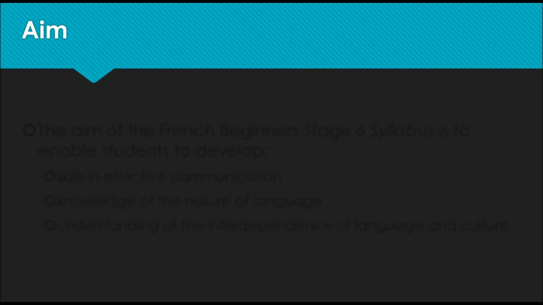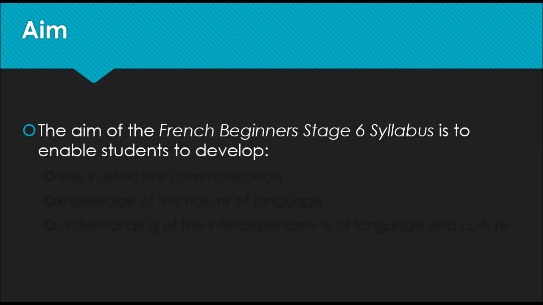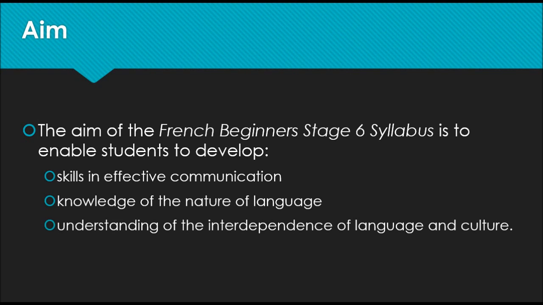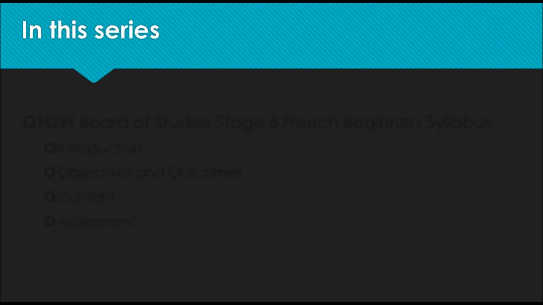Okay, so the aim of the syllabus, there are 3 things that it is trying to achieve. Firstly, to enable you to develop skills in effective communication, knowledge of the nature of language, and understanding of the interdependence of language and culture. Okay, so that's just a brief introduction to the syllabus.